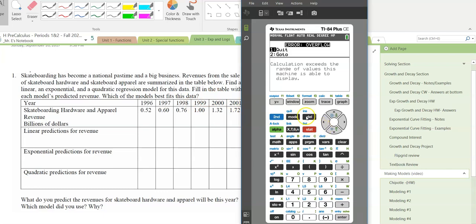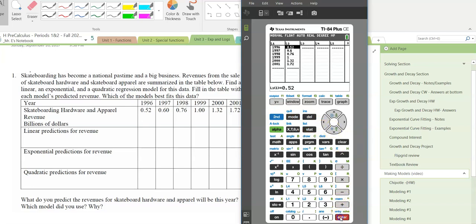So if I go to Stat, well, first let me quit out of here. Stat, Edit. Instead of 96, 97, I'm just going to do 96, 97. And you could even make this easier if, let's just say, let year 1996 be year 0. 97 would be year 1. 98 would be year 2. 99 would be year 3, year 4, year 5, and so on. So now I can quit out of there.